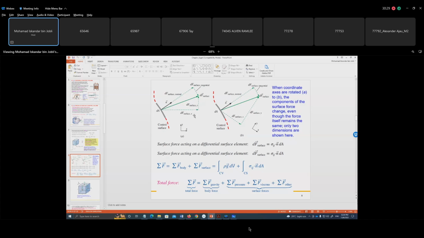If you need to know the force in the X direction, you use F cos theta. If you need to know the force in the Y direction, you use F sine theta. I think you learned this in statics. It's quite simple.